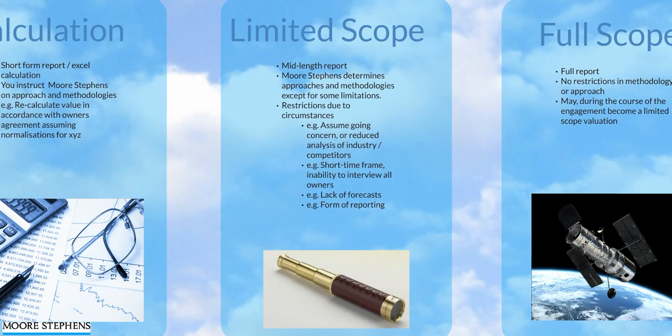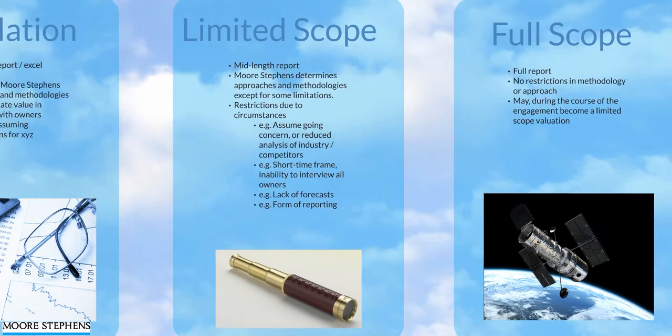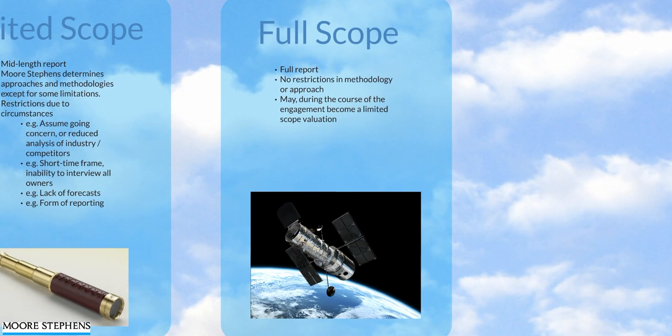A limited scope engagement is a mid-length report where we determine most of the approach and methodology, but there is some restriction or limitation on our work, for example, a lack of forecasts. A full scope engagement is a full report with no restrictions in our approach or methodology.